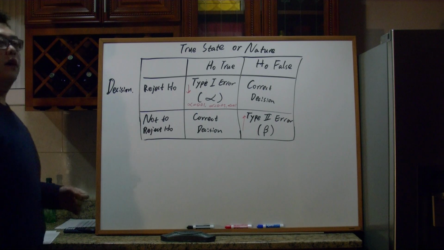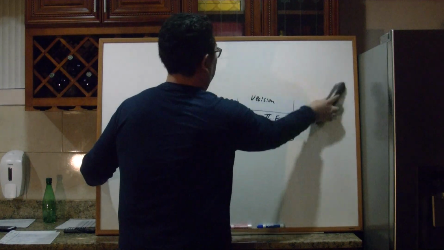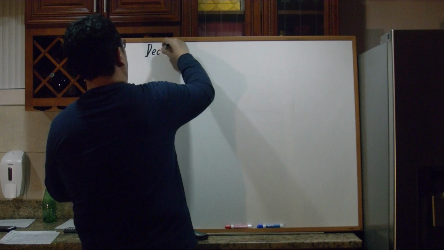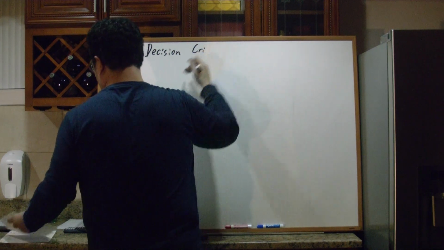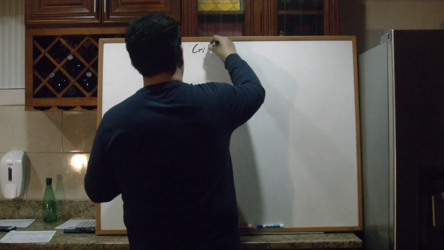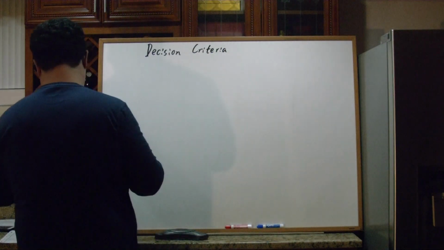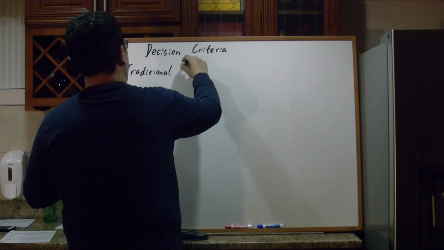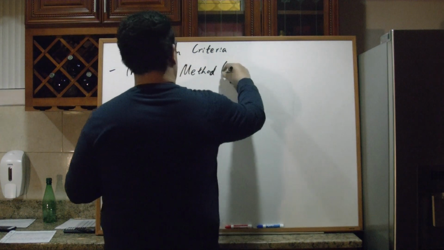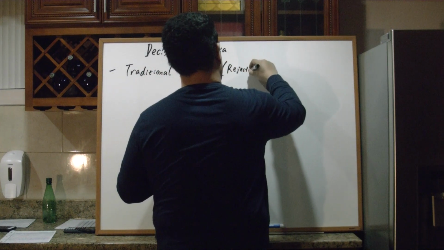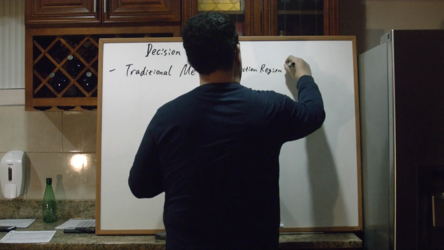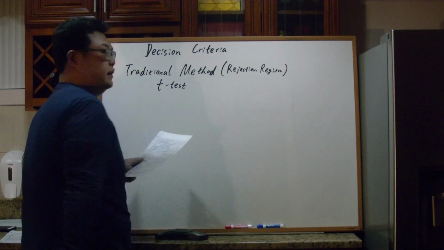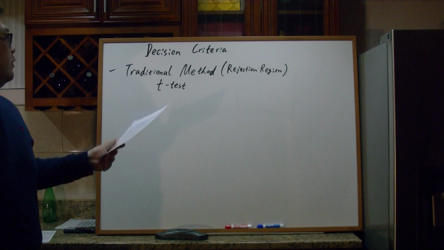Well, then the next thing is how to make the decision. We have two methods. The first one is the traditional method, also called the rejection region method. Usually when we use t-statistics for the t-test, we use the traditional method.